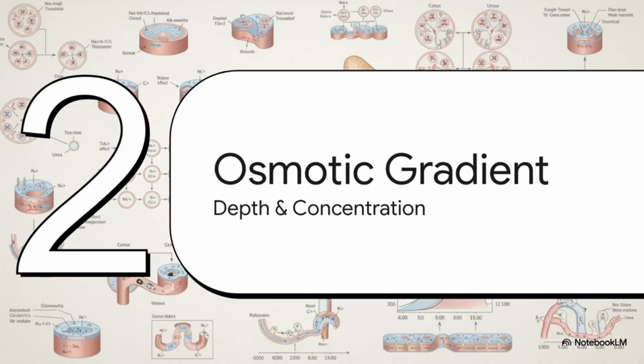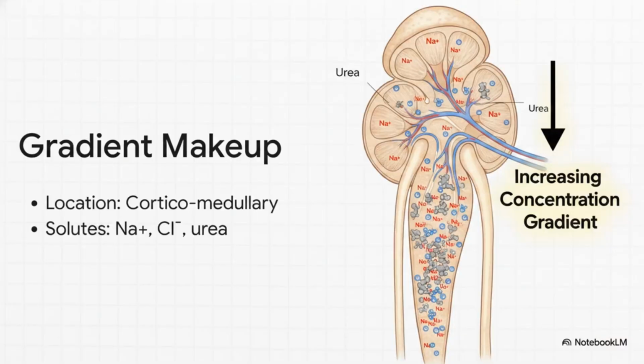Section 3, building the osmotic gradient, depth and concentration. Let's isolate the exact directionality and composition of this gradient. Location-wise, it extends all the way from the corticomedullary junction down to the very tips of the medullary pyramids. But what's it actually made of? Well, it's driven by 3 primary solutes: sodium ions, chloride ions, and urea. These are your crucial building blocks.